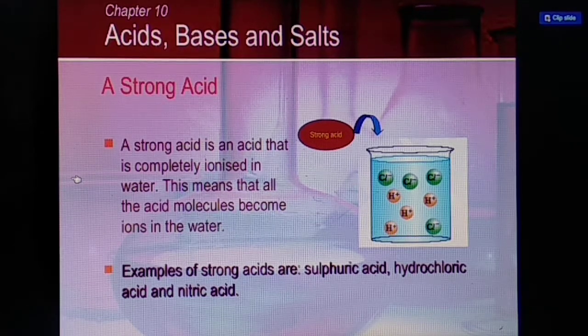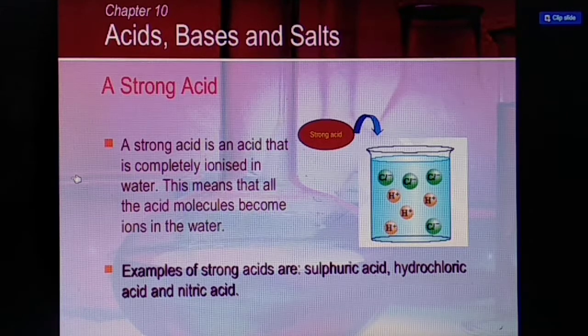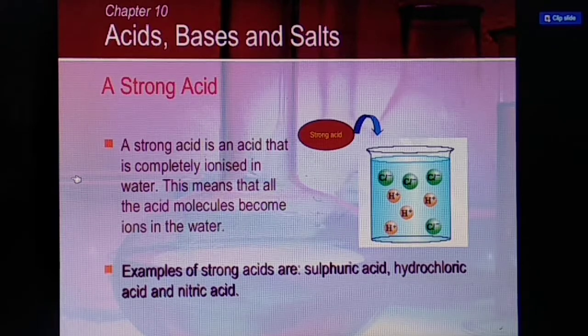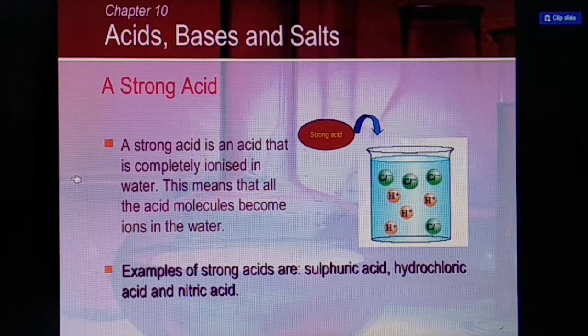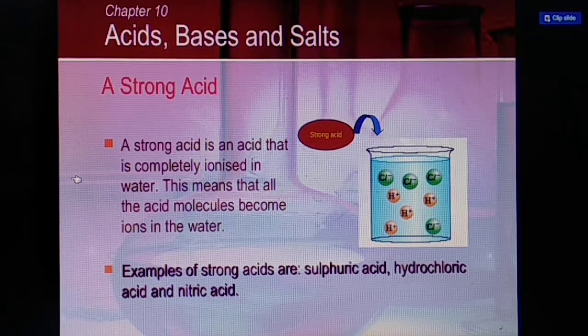Next, types of acid: strong acid and weak acid. What is a strong acid? A strong acid is an acid that is completely ionized in water. This means that all the acid molecules become ions in water. Examples of strong acids are sulfuric acid H2SO4, hydrochloric acid HCl, and nitric acid HNO3.